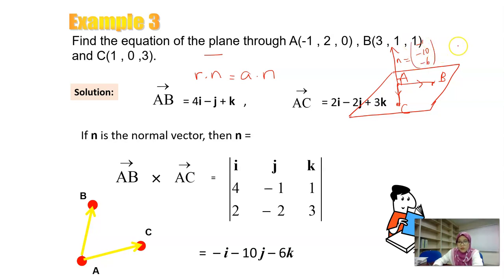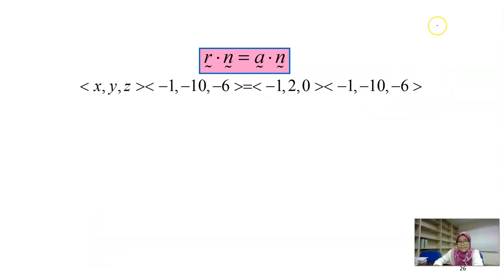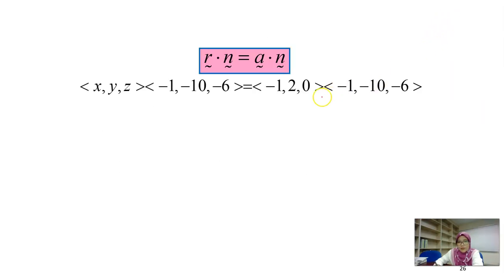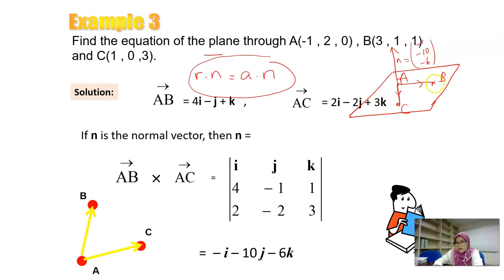Since you are choosing from A, when you substitute for a in this equation, choose point A. You see here point A is (−1, 2, 0), so they will use the point (−1, 2, 0). But if you're choosing from B, then you choose your a as the B coordinates.